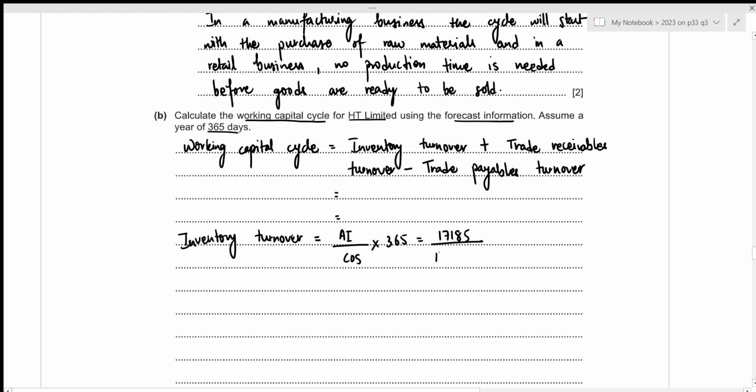Our cost of sales was of 156,814 times 365. This results in 39.999, and we need to round it off, so that's just going to be 40 days. Now we repeat the same process for trade receivables turnover.